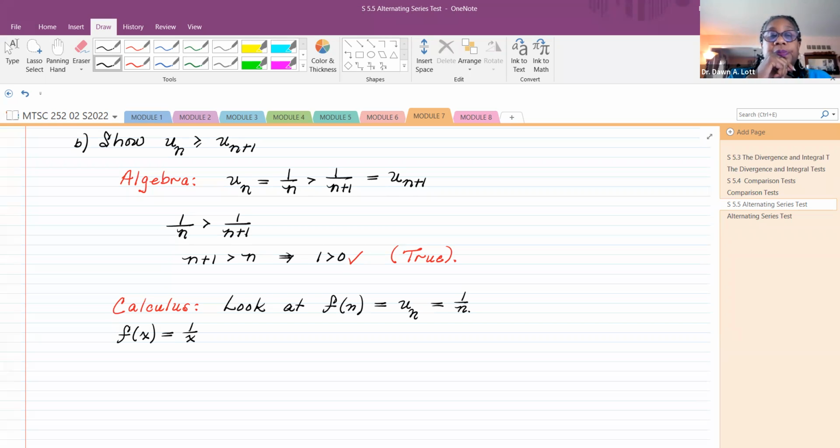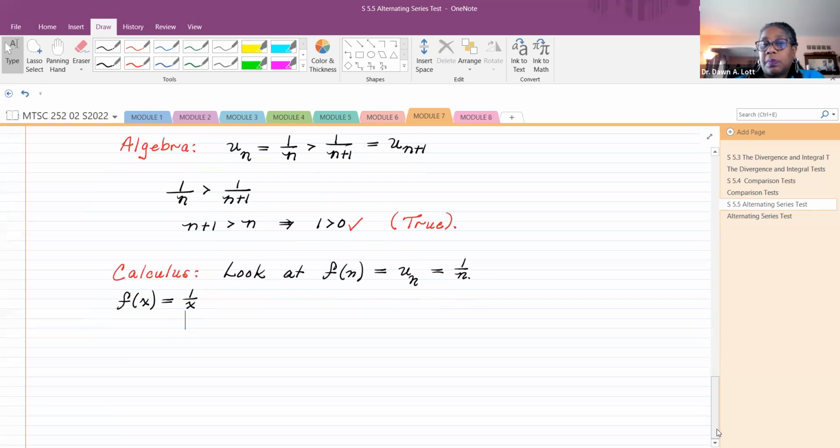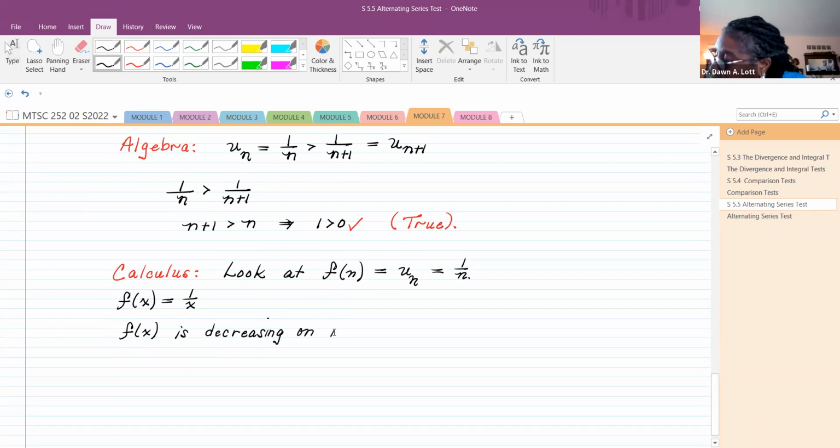Anybody remember? Okay. F of x is decreasing on intervals where F prime of x is negative.